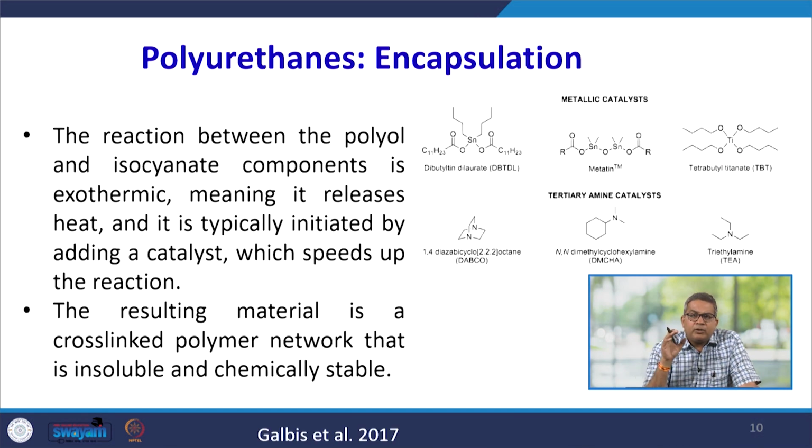The reaction between the polyol and isocyanate components is exothermic in nature, which means that it releases a certain quantity of energy, and it is typically initiated by adding a catalyst which speeds up the reaction. The resulting material is a cross-linked polymer network that is insoluble and chemically stable.